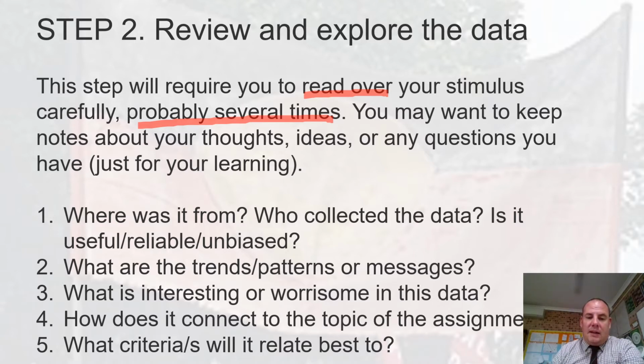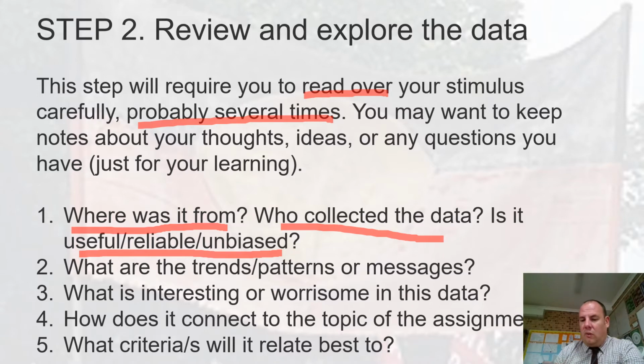And you need to start thinking about, where was it from? Who collected the data? Is it useful, reliable, or unbiased? This is that crossover with geography and history. So a reliable source is going to be from the Australian government. Okay. You need to start looking at what the trends and patterns or messages are from that stimulus. You need to start thinking what's interesting or worrisome about the data that's in that stimulus.